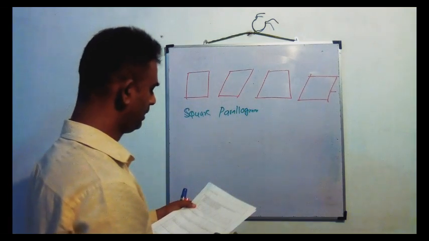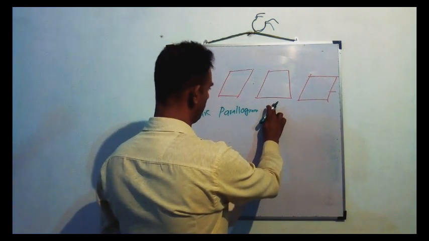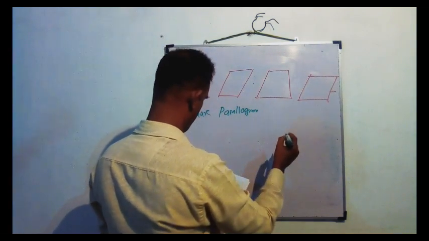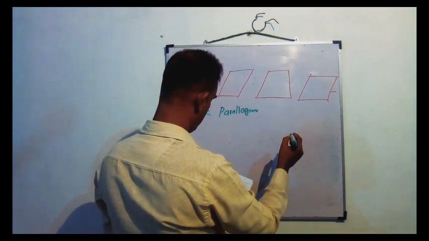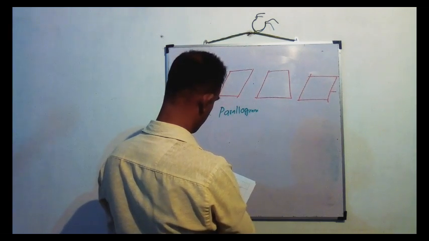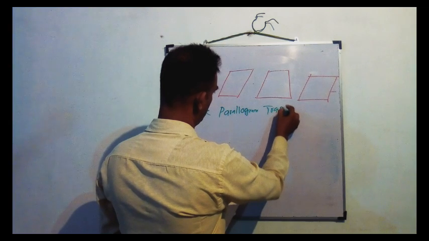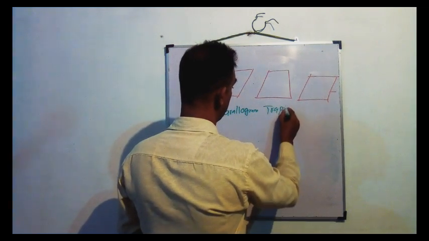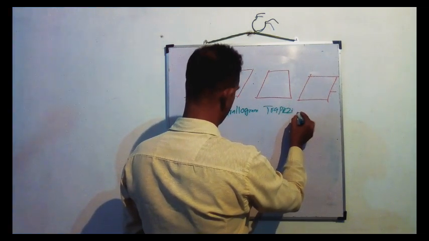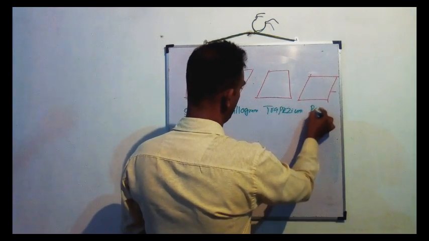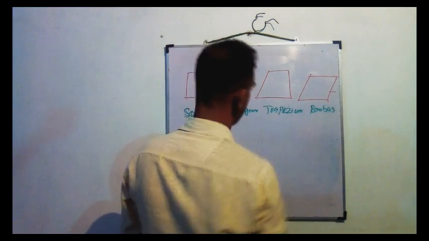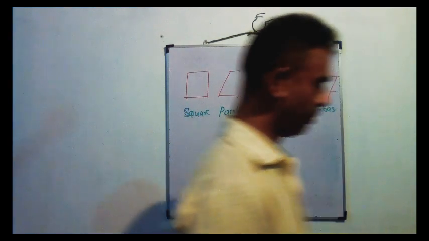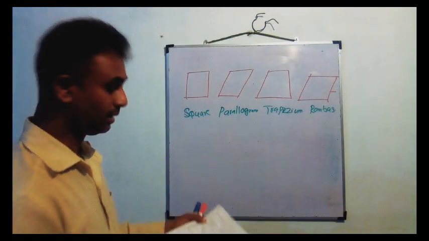Next one, we know that trapezium. This one is trapezium. This one is trapezium. This one is trapezium. Trapezium. Trapezium. This one is rhombus. This one is rhombus. Yes, the first question, the first answer is the correct one.